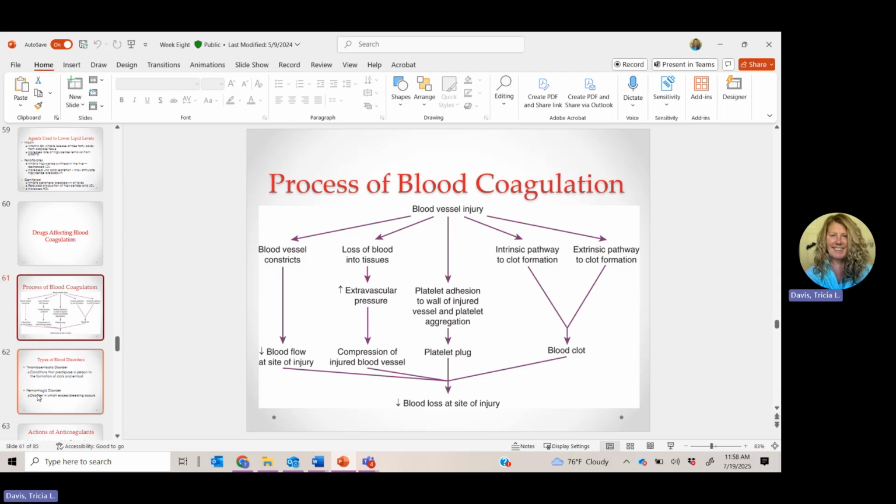Then we're going to see that we are going to have an increase in our extravascular pressure, which is going to compress that injured blood vessel. We're going to see that platelets are going to start to migrate and aggregate over to that site to stop the blood loss. Then we have the intrinsic and extrinsic pathway that are going to work together to form a blood clot.